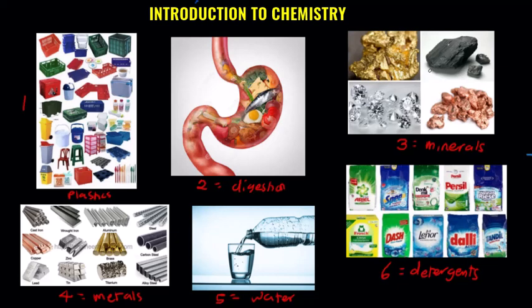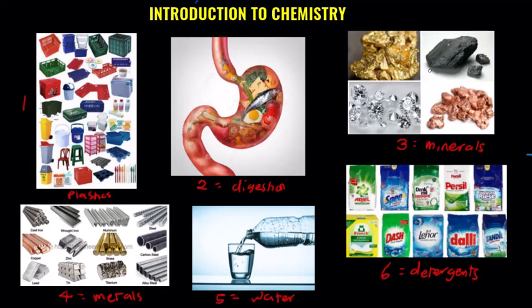Let's take a look at things like detergents. How do you think they even came about? They were produced through a process called saponification, which is chemistry. Saponification is actually the process whereby soaps are made.